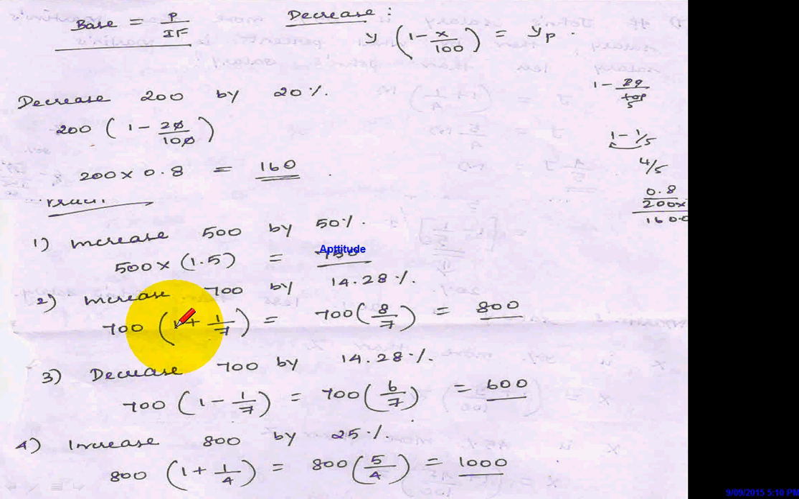So the integrating factor becomes 1 plus, why? It is an increase, so it is 1 plus 1 by 7. You better try to solve it, you'll get the answer. And if it is a decrease, instead of plus, you have to replace it by minus.